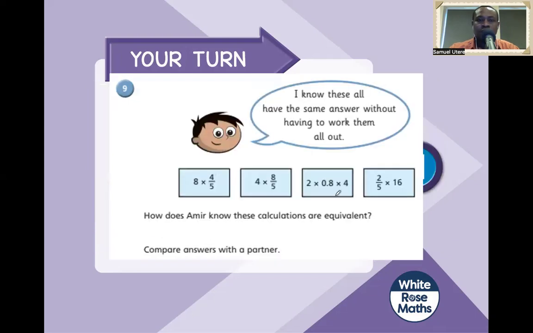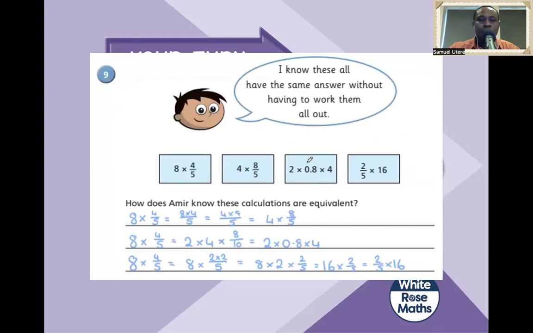Pause the video and answer question 9 in 1 minute. Assuming you've paused the video and you've answered question 9, here are the answers. Let's discuss them. So for question 9, you were asked, here, let's call him Amir. He says, I know these all have the same answer without having to work them out. Well, how does Amir know these calculations are equivalent?